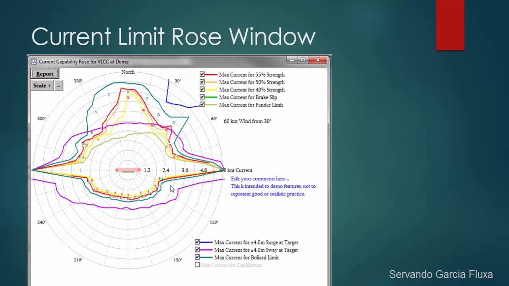Also, OPTIMOOR tells us, well, it's a similar graphic, but based on the current speed. It is the same when the bollards or the fenders or the lines reach their limits, depending on the direction of the wind and the wind velocity.